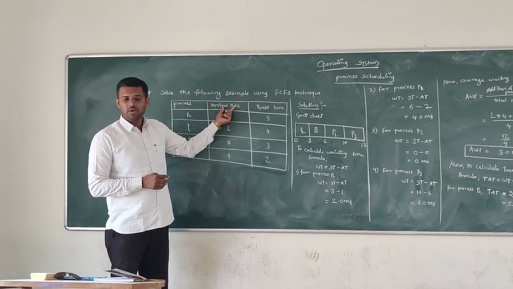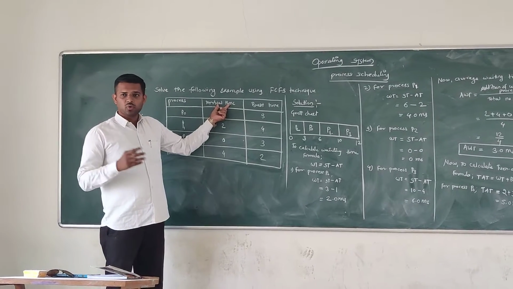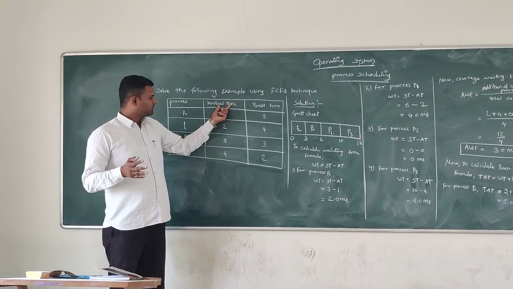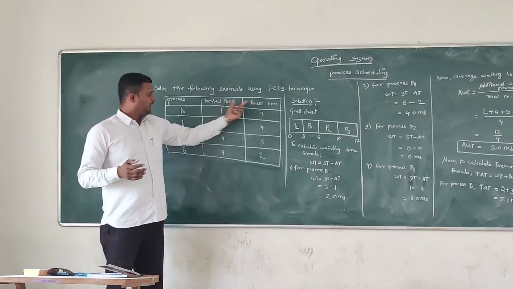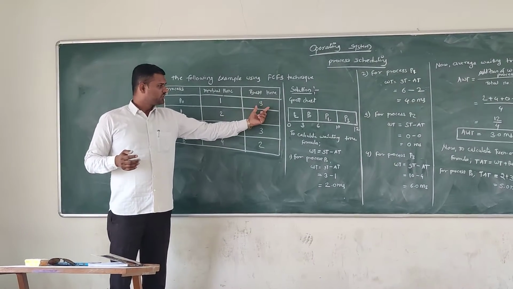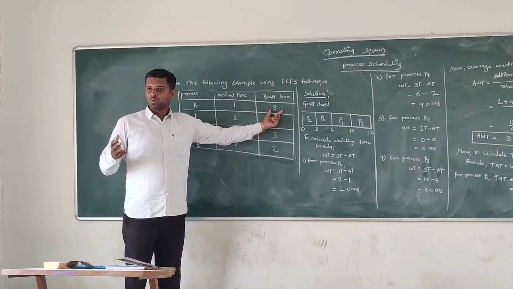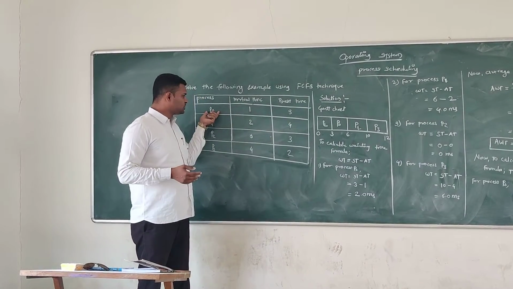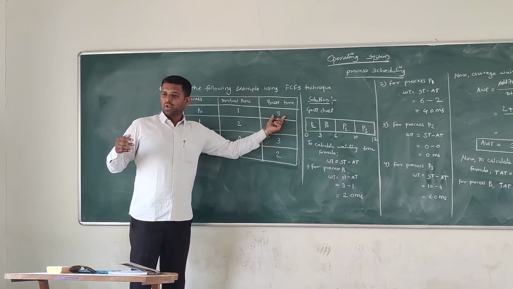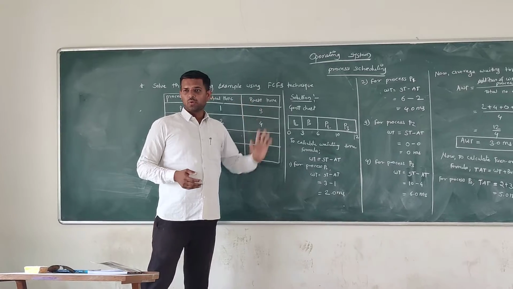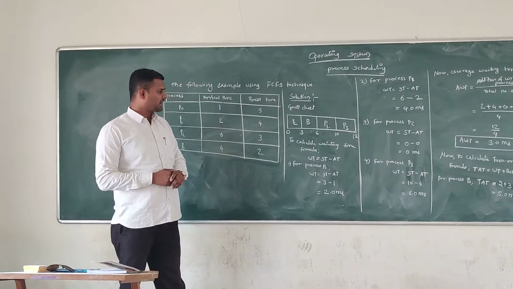The arrival time indicates at which time a process comes in ready state for its execution, and burst time gives the time to complete the process. It means process P0 requires 3 milliseconds to execute completely. Like this, we have to solve the given example by using the Gantt chart.